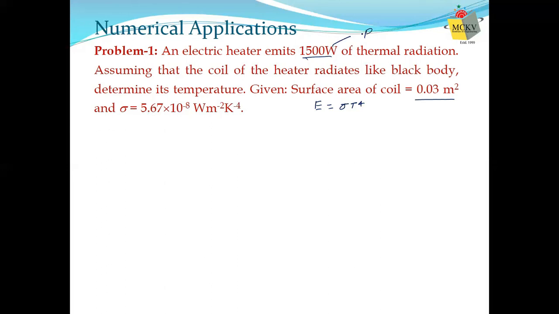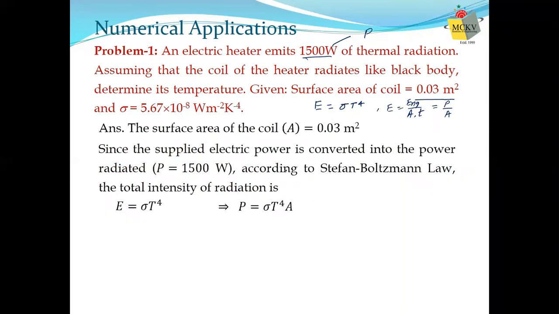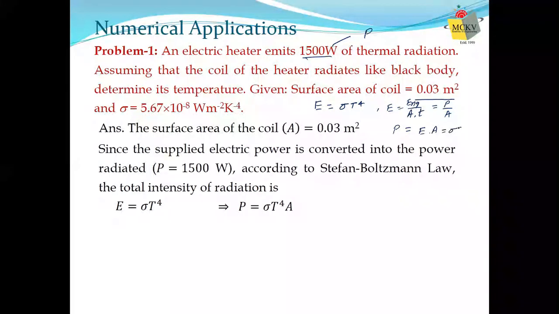Now, how do we define intensity of radiation? Intensity is defined as the energy per unit area per unit time. But you know, energy per unit time is nothing but the power. So we can say intensity is power per unit area. Therefore, our Stefan-Boltzmann law, E equal to sigma T to the power 4, can be easily written as P equals sigma T to the power 4 into A. E equals P by A, therefore P equals E into A, and we know E equals sigma T to the power 4, so it is sigma T to the power 4 into A.